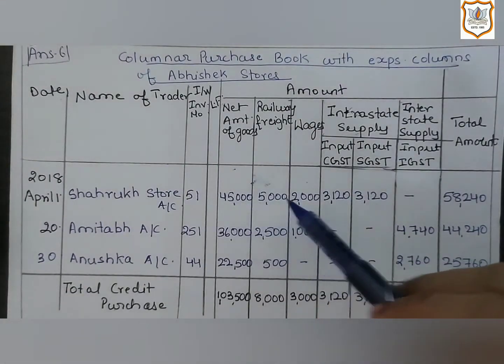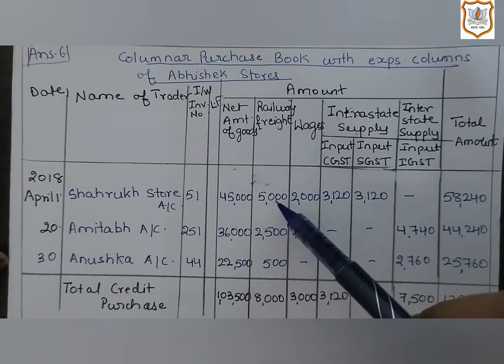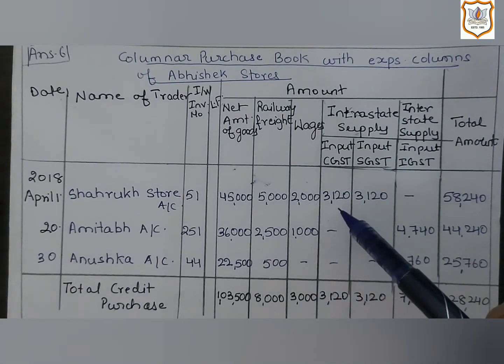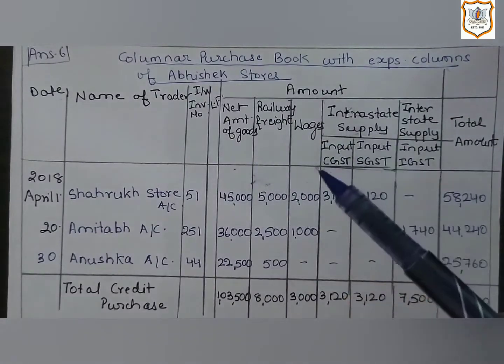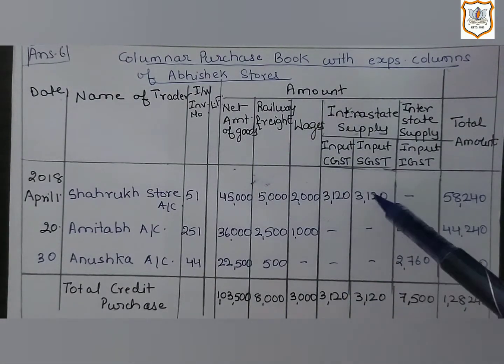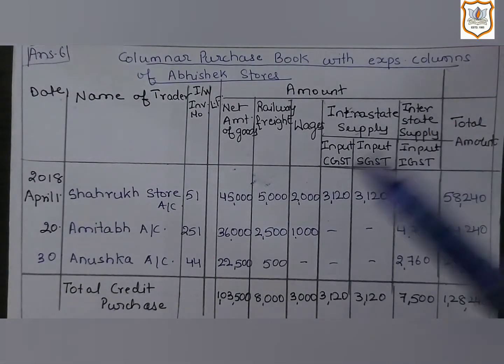Now we have to add up the amounts of this row. That means 45,000 plus 5,000 plus 2,000 plus 3,120 plus 3,120. That is, the total amount is 58,240. That means we have to pay 58,240, which consists of the net amount of goods plus various expenses. So we have to pay 58,240 to Shahrukh store.